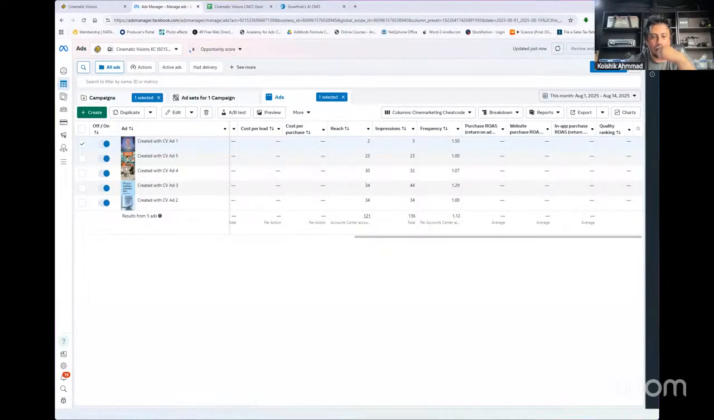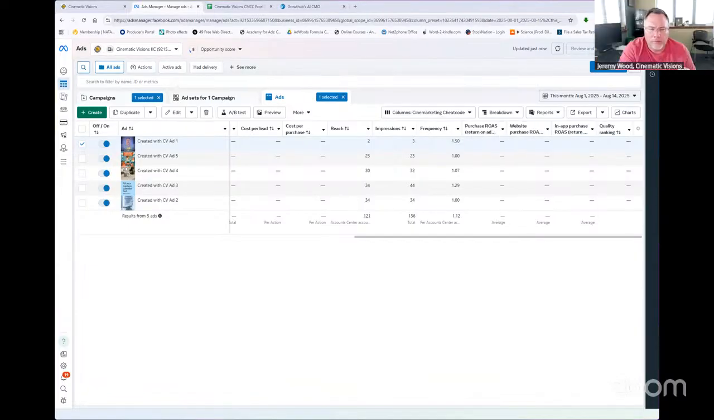Okay, so let's go have a look at your ads manager. Let's go back to the campaign level. Do you know how to do remote access? Yeah. What do I click on? I think it's either at the top or somewhere in the options.